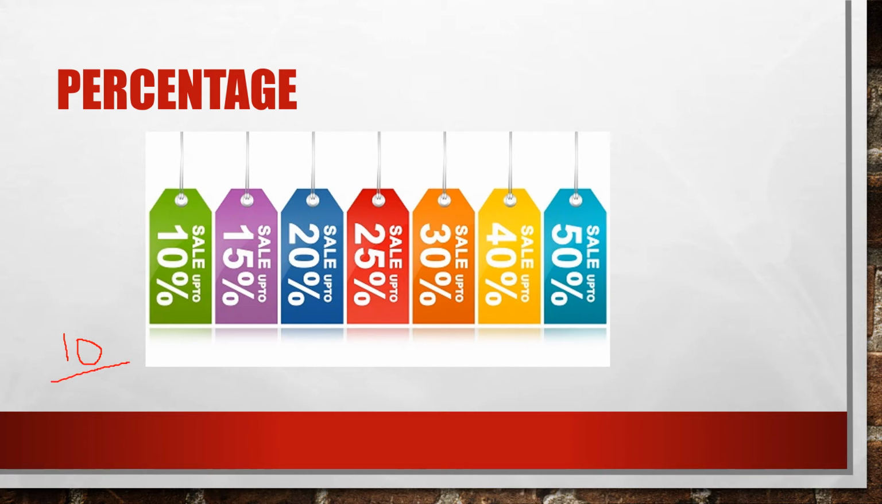So whatever price your product is, for example, if you have to buy a t-shirt worth rupees 500, you have to calculate it as 10 upon 100 into 500. Whichever your cost will be, you have to multiply it and divide it by 100. So your 15% will be 15 upon 100, your 20% will be 20 upon 100 multiplied by the cost of the product. Okay, that tells you the price.